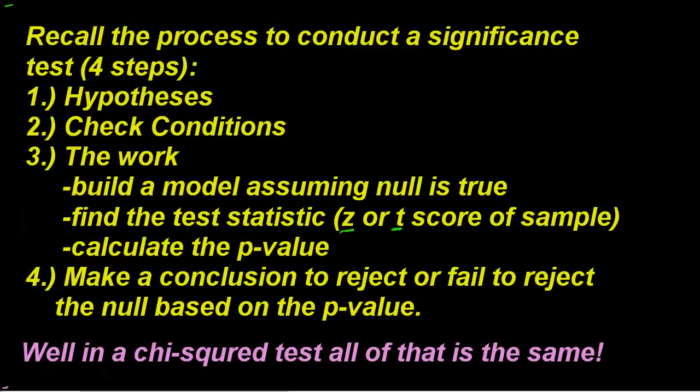Well, in a chi-squared test, all of that is the same. We're going to do hypotheses. We're going to have a null and we're going to have an alternative. But this time, no symbols, all words. You'll like it. We're going to check our conditions. You still got to be a random sample. You still have to have a sample size that's under 10% of the population to assume independence. And you still need to be big enough. Your work is going to be probably the most different because we're not working with z-scores or t-scores. We're going to work with something new. And we'll teach you about that in this video. But we are still going to calculate a p-value, so it's all going to be the same idea. And then our conclusion is once again going to be based on that p-value to either reject or fail to reject.